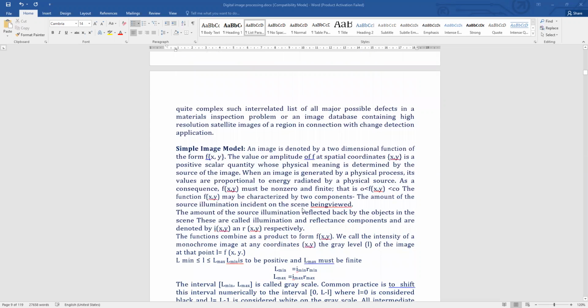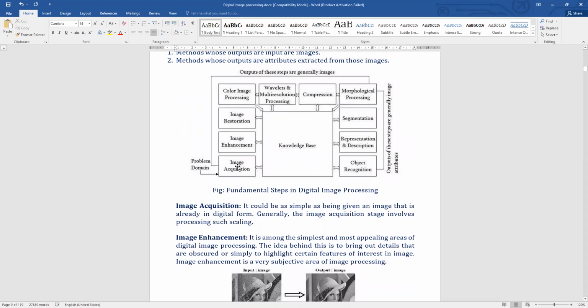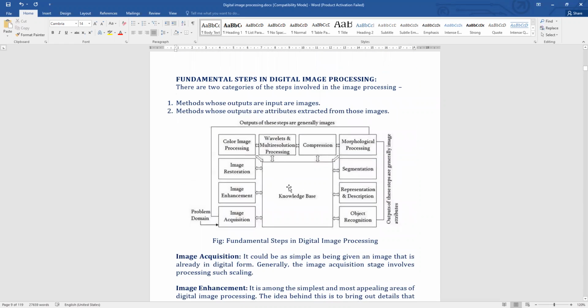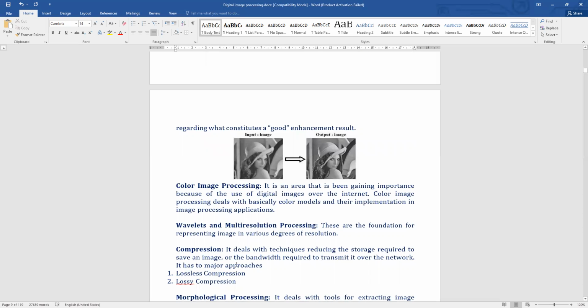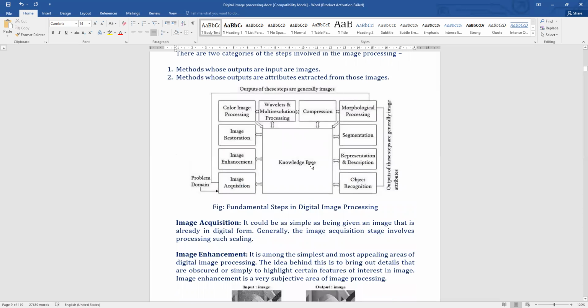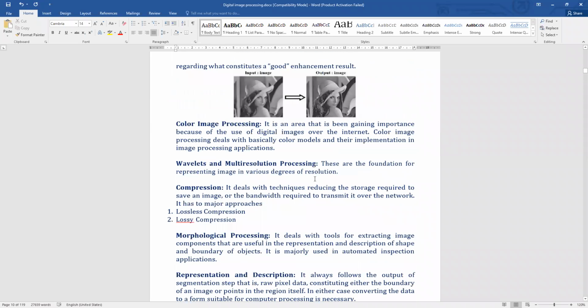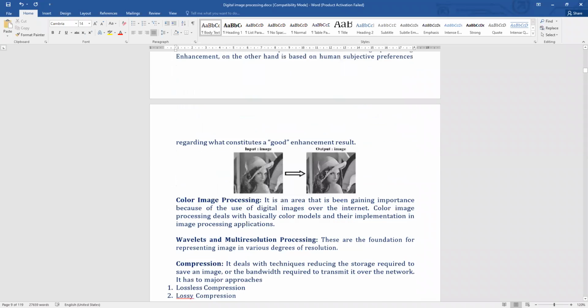Fine. So next is a simple image model. We are going to discuss a simple image model. Before that, you can see the steps: image acquisition, image enhancement, image restoration, wavelet and multiresolution processing, color image processing, compression, morphological processing, and description and recognition.